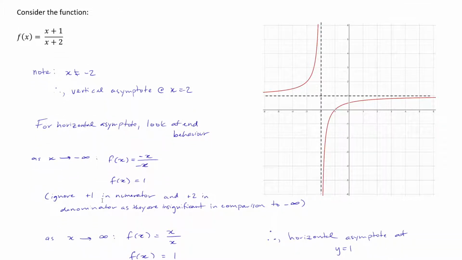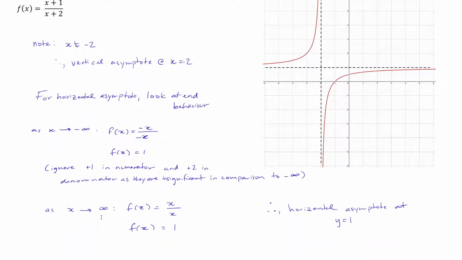So we ignore the plus 1 in the numerator and the plus 2 in the denominator here when x approaches negative infinity because they are insignificant in comparison to negative infinity. This gets so negative and large that the plus 1 and the plus 2 don't matter, and then we just end up with negative over negative, which is just 1. Same thing with positive infinity.